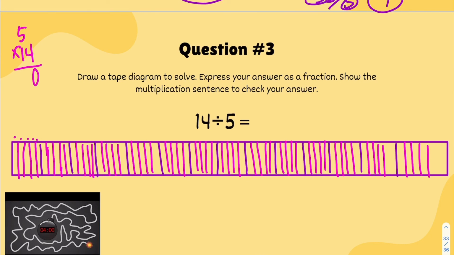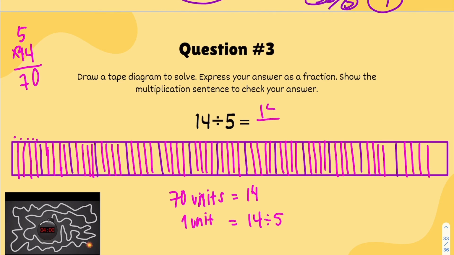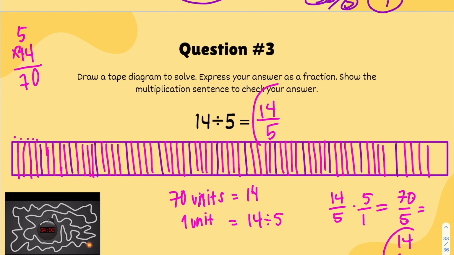So I'm going to just go ahead and just multiply to make it easier. So I know that there's 70 units equals 14, where 1 unit is 14 divided by 5. So in other words, this can also be 14 fifths. And let's check our answer. I do recommend going back into the video to solve this, but 14 fifths times 5 is 70 fifths, and 70 divided by 5 is 14. So yes, this is correct.